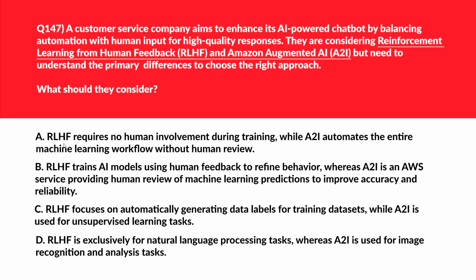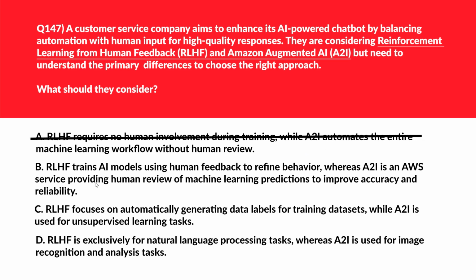Let's first look at option E. If you look at option E, RLHF explicitly involves human feedback in training, and A2I includes human review. That being said, it is incorrect.